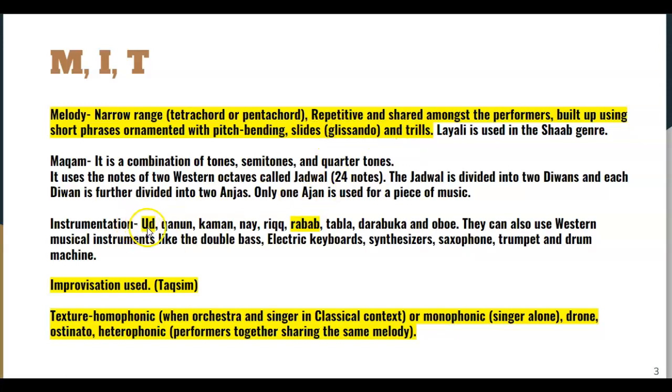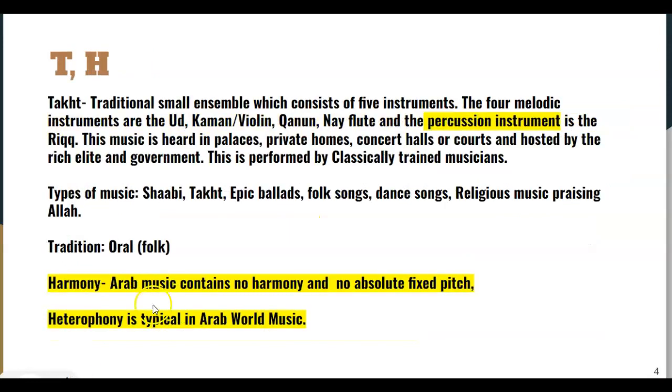The instruments you need to know: the oud and the rabab. The improvisation is used most of the time. The texture can be homophonic, monophonic. Mention if you hear a drone or ostinato. Heterophonic, performers together, sharing the same music. Percussion instruments can be added. Arab music contains no harmony and no absolute fixed pitch. And mostly typical in the Arab world music, we have heterophony.